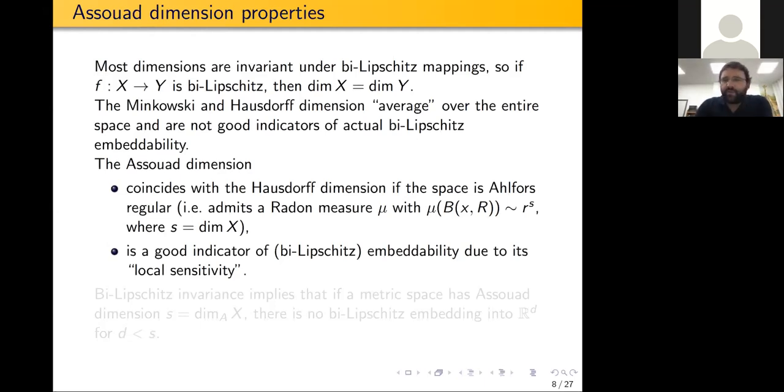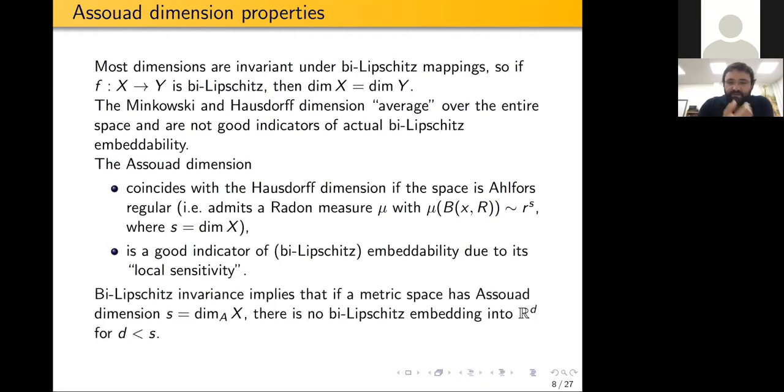But it's also not too weird of a notion, in that if you have a very nice regular space, like an Ahlfors regular space, then all of these dimensions still coincide. The Assouad dimension is what it should be, the same as the Hausdorff dimension, Minkowski dimension, and so forth. So you have this very local sensitivity, and you can clearly take this as an indicator. If you have, for example, a set with a high Assouad dimension, then you know that you cannot bi-Lipschitz embed it into something of a low dimension, simply because it's bi-Lipschitz invariant.